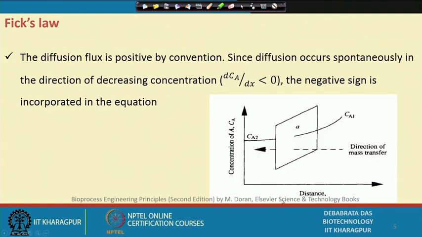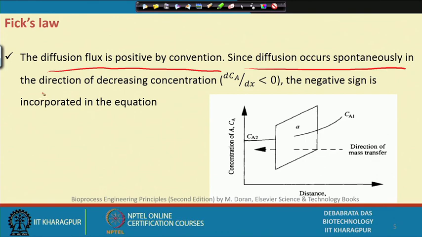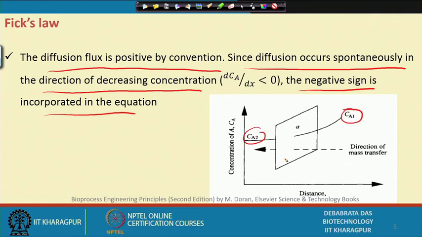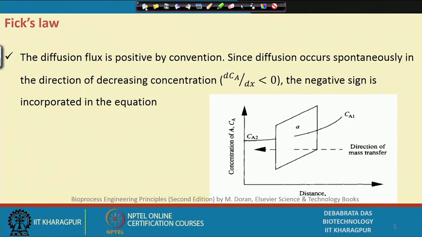Now this is Fick's law. Fick's diffusion flux is positive by convention, and since the diffusion occurs spontaneously in the direction of decreasing concentration, the negative sign is incorporated. This is the high concentration and this is the low concentration. This is how the negative term has come.